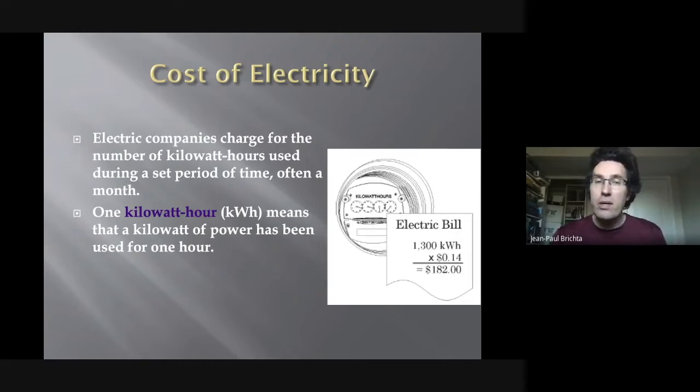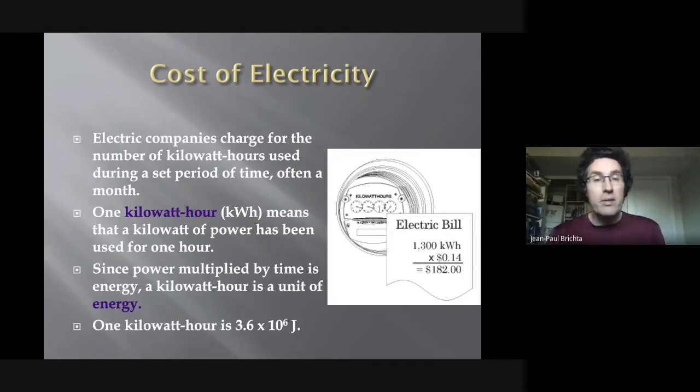Okay, so we're not using the normal units that we use, right? We're not using watts, we're not using seconds. We're using kilowatts and hours. So there you go. That's the relationship between a kilowatt hour and a joule. So you can see that multiplier there. It's enormous, right? We're talking millions of joules.